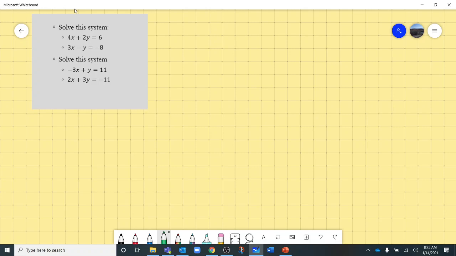I'm going to start with my first one. I'm looking at what I want to get rid of, my 4x and my 3x. I would have to multiply the bottom one by 4 and my top one by 3. That's not ideal. But I have a 2y and a negative 1y. If I multiply the bottom one by 2, then my new set of equations is going to be 4x plus 2y equals 6. And my second one will be 6x minus 2y equals negative 16.